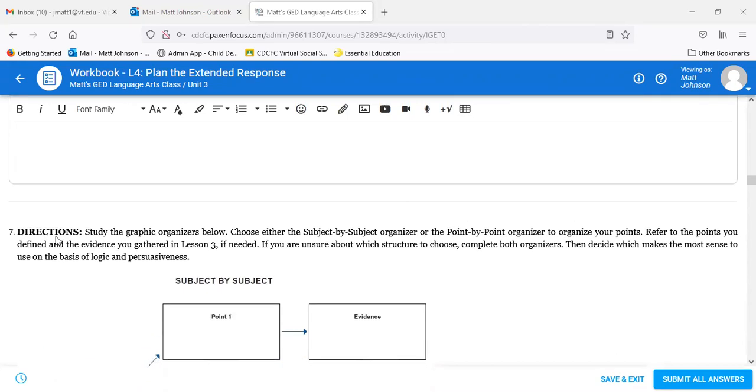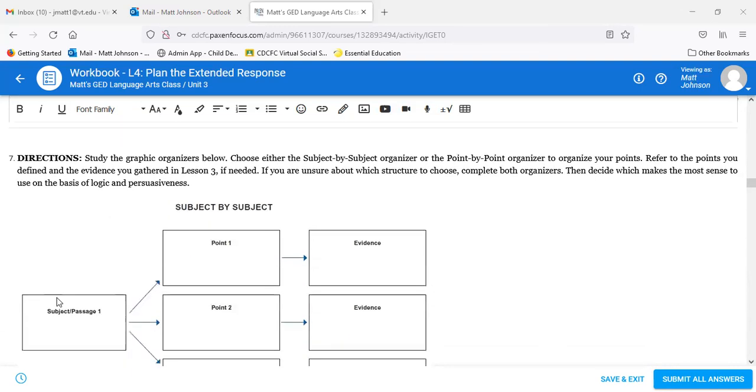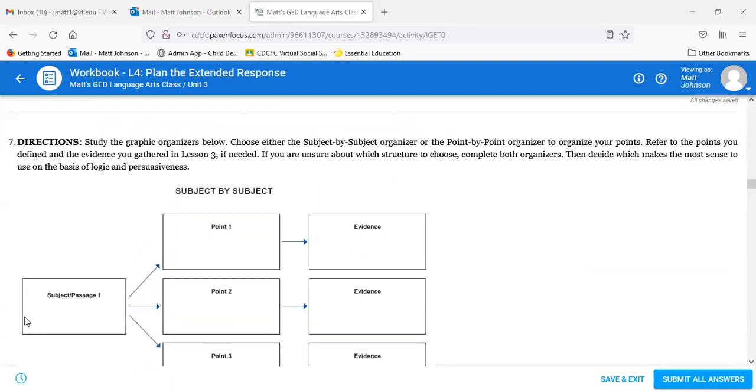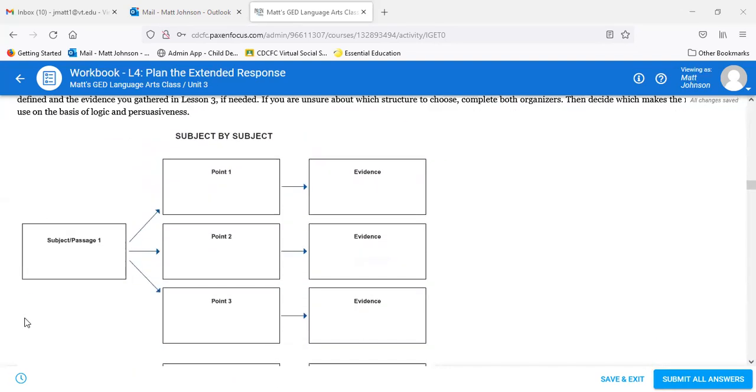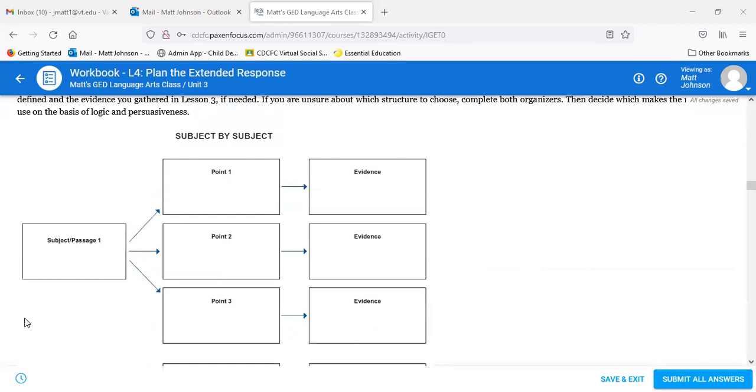Now it's asking, so it says study the graphic organizers below. Choose either the subject by subject organizer or the point by point organizer to organize your points. Refer to the points you defined and the evidence you gathered in lesson 3 if needed. If you are unsure about which structure to choose, complete both organizers, then decide which makes the most sense to use on the basis of logic and persuasiveness. Of course, when you're writing during your test, you're not going to be able to do that. So you probably need to decide at that point, maybe as you're reading. So right here, it's all lined out for you.